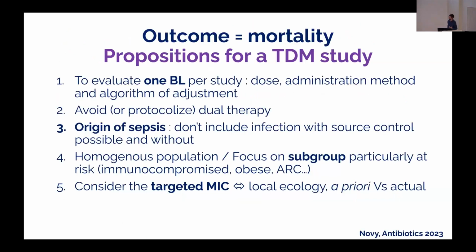If we want to continue with mortality, we can suggest some tips, and probably evaluate only one beta-lactam, to limit the number of confounders in the study, such as dual therapy, the type of sepsis, or the type of population, because the PKPD target depends on the type of sepsis, especially if source control is possible or not. It is the same for the population included. Immunocompromised patients do not have the same PKPD target.